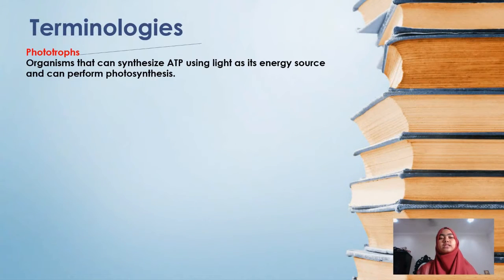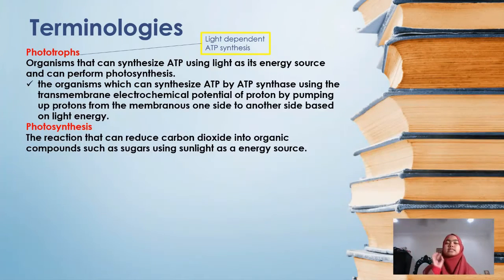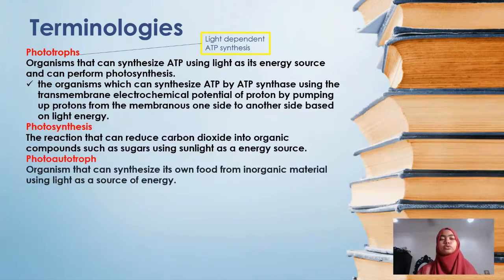Phototrophs are organisms that can synthesize ATP using light as the energy source and can perform photosynthesis. The reactions of photosynthesis reduce carbon dioxide into organic compounds such as sugar, using sunlight as the energy source. A photoautotroph is an autotroph, making its own food: an organism that can synthesize its own food from inorganic materials using light as a source of energy.